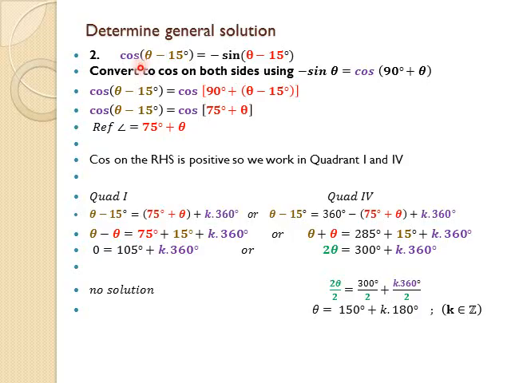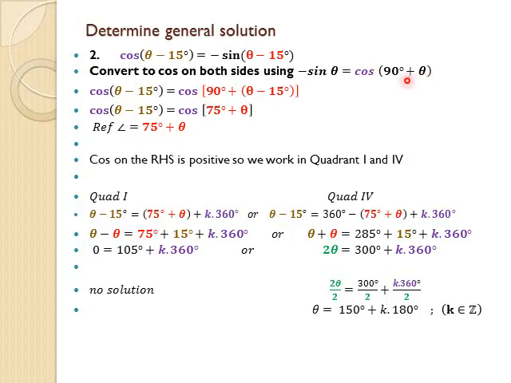In this case I have cos of theta minus 15 degrees equal to negative sine of theta minus 15 degrees. So you see there, I have cos and I have sine. One side positive, the other side negative. To convert to cos on both sides using negative sine theta, I should remember that cos of 90 plus theta falls in the second quadrant. In the second quadrant, cos is negative, but the 90 changes cos to sine. So negative sine theta is the same as cos of 90 plus theta.